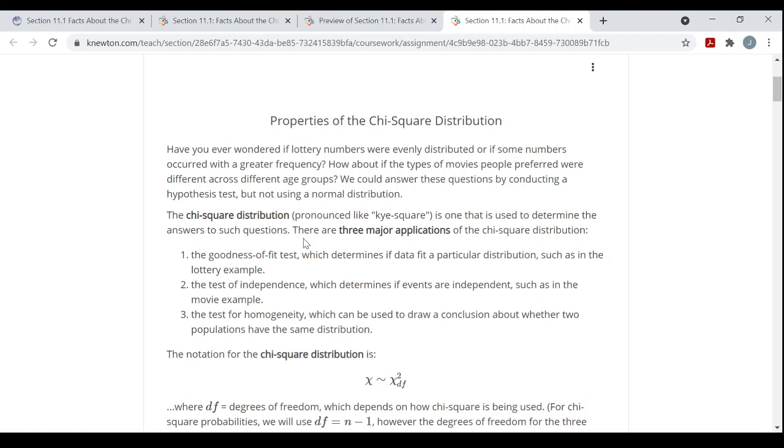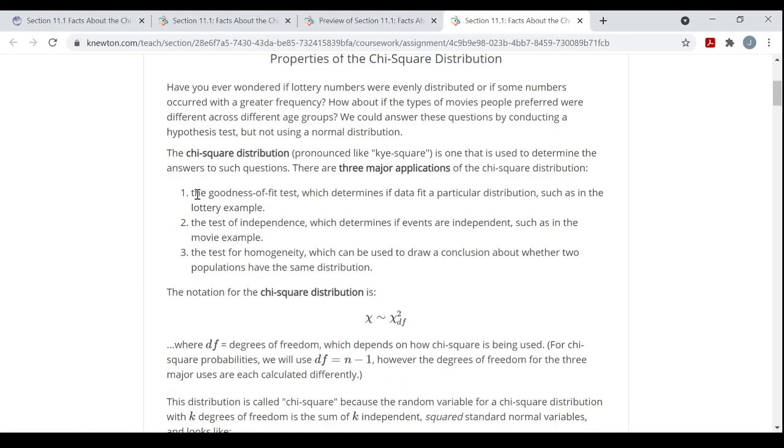Alright, so we're going to see there are three major applications of the chi-square distribution, right? Three scenarios in which this chi-square distribution will come up. One is called the goodness of fit test, and there's actually a different assignment on each of these scenarios, each of these types of tests where the chi-square distribution is occurring.